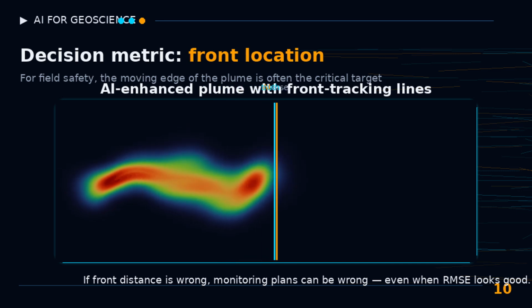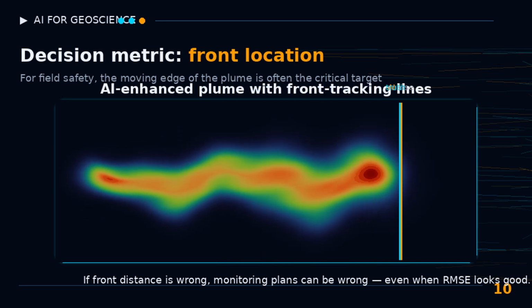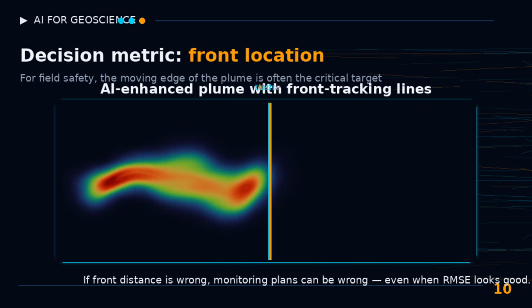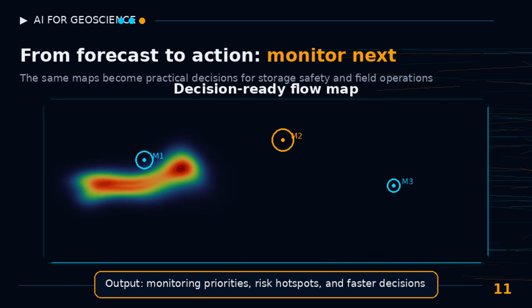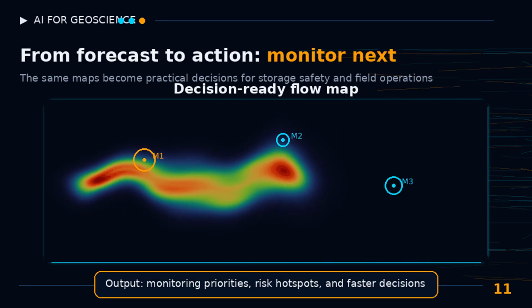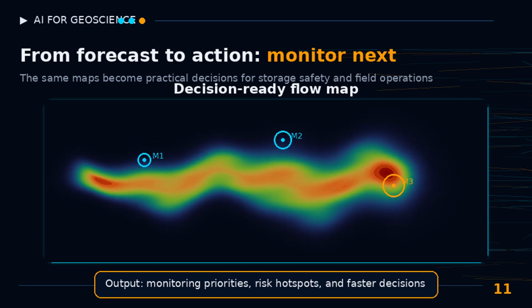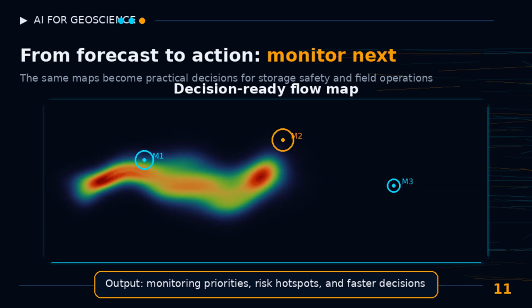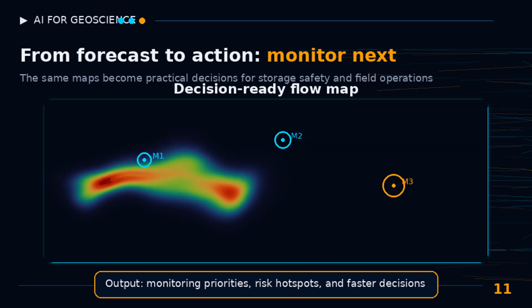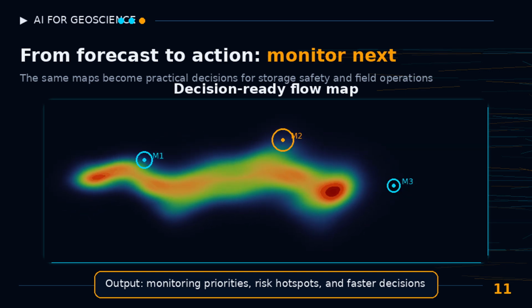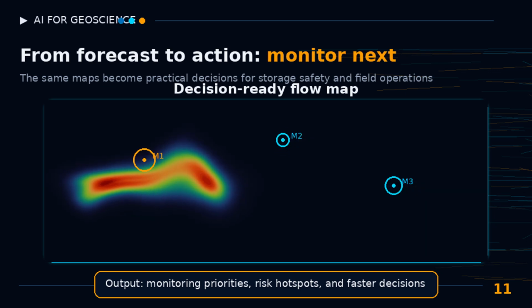We should measure front distance, plume area, mass balance, pressure footprint, and risk area. Now let us see how prediction becomes action. This slide shows the practical value of the AI enhanced map. Once we have a sharper forecast, we can use it to support decisions. For example, we can identify monitoring points, risk hotspots, and regions where additional data are needed.